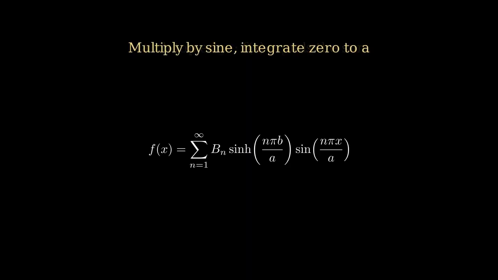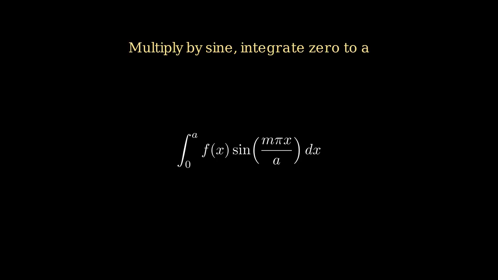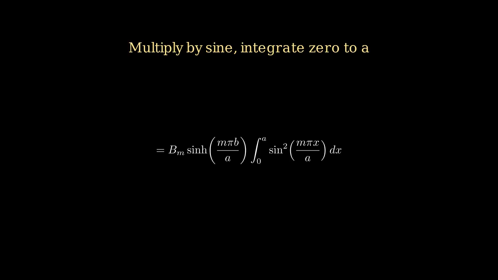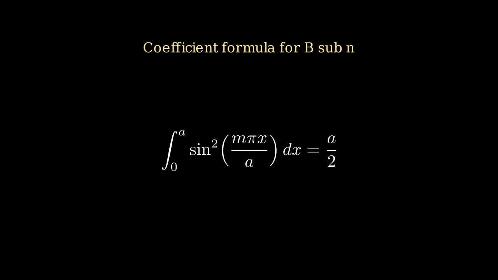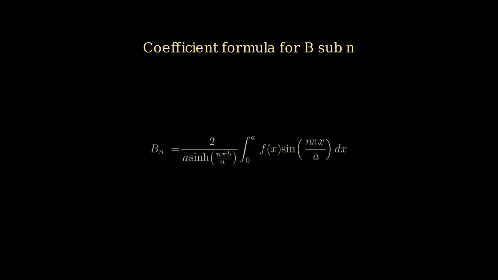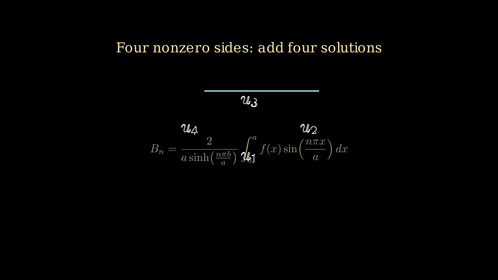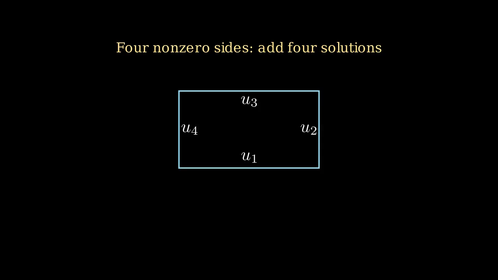Using the orthogonality of sine, we multiply both sides by sin(n pi x / a) and integrate from 0 to a, which isolates a single coefficient on the right. This gives the coefficient formula b_n = 2 divided by [a times sinh(n pi b / a)], all multiplied by the integral from 0 to a of f(x) times sin(n pi x / a) dx.